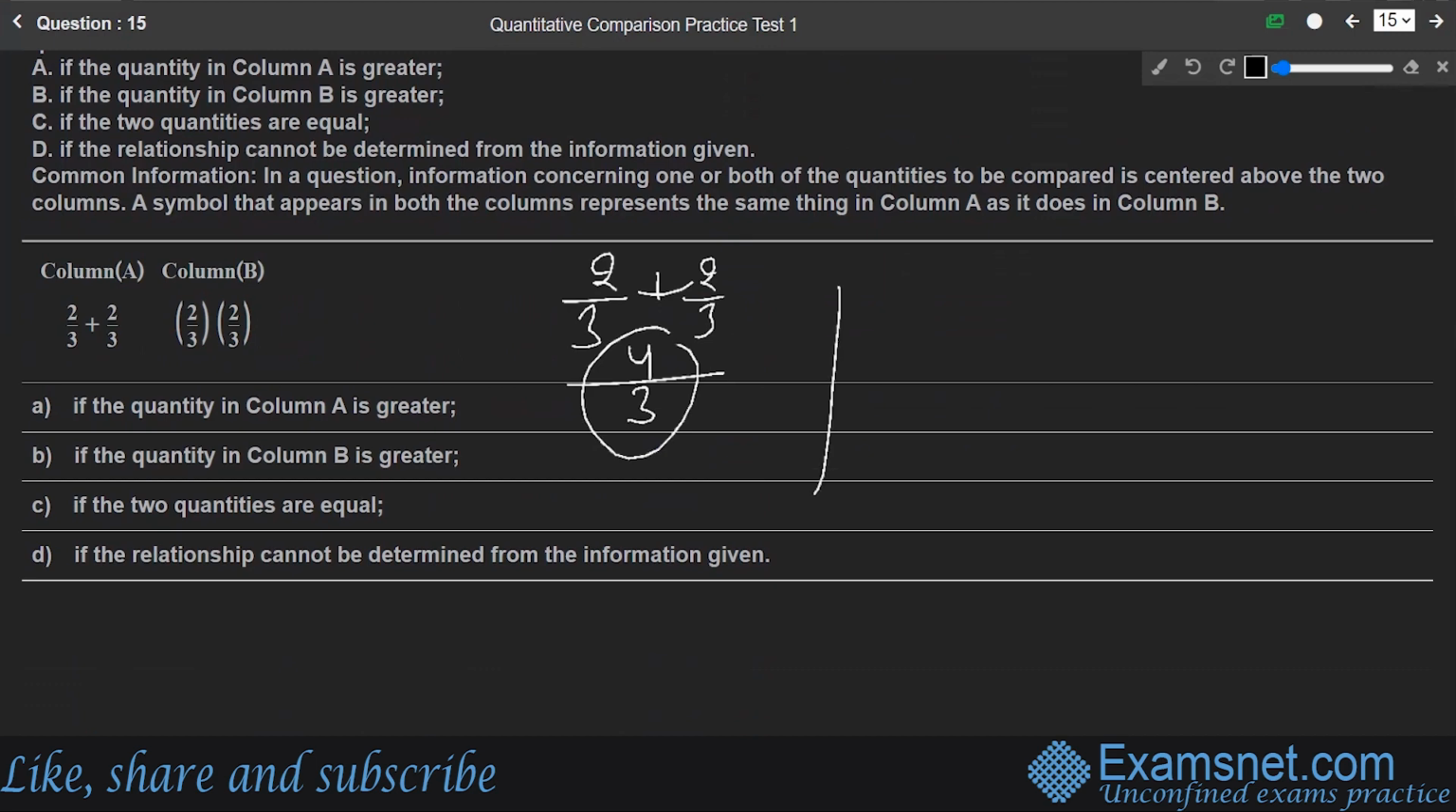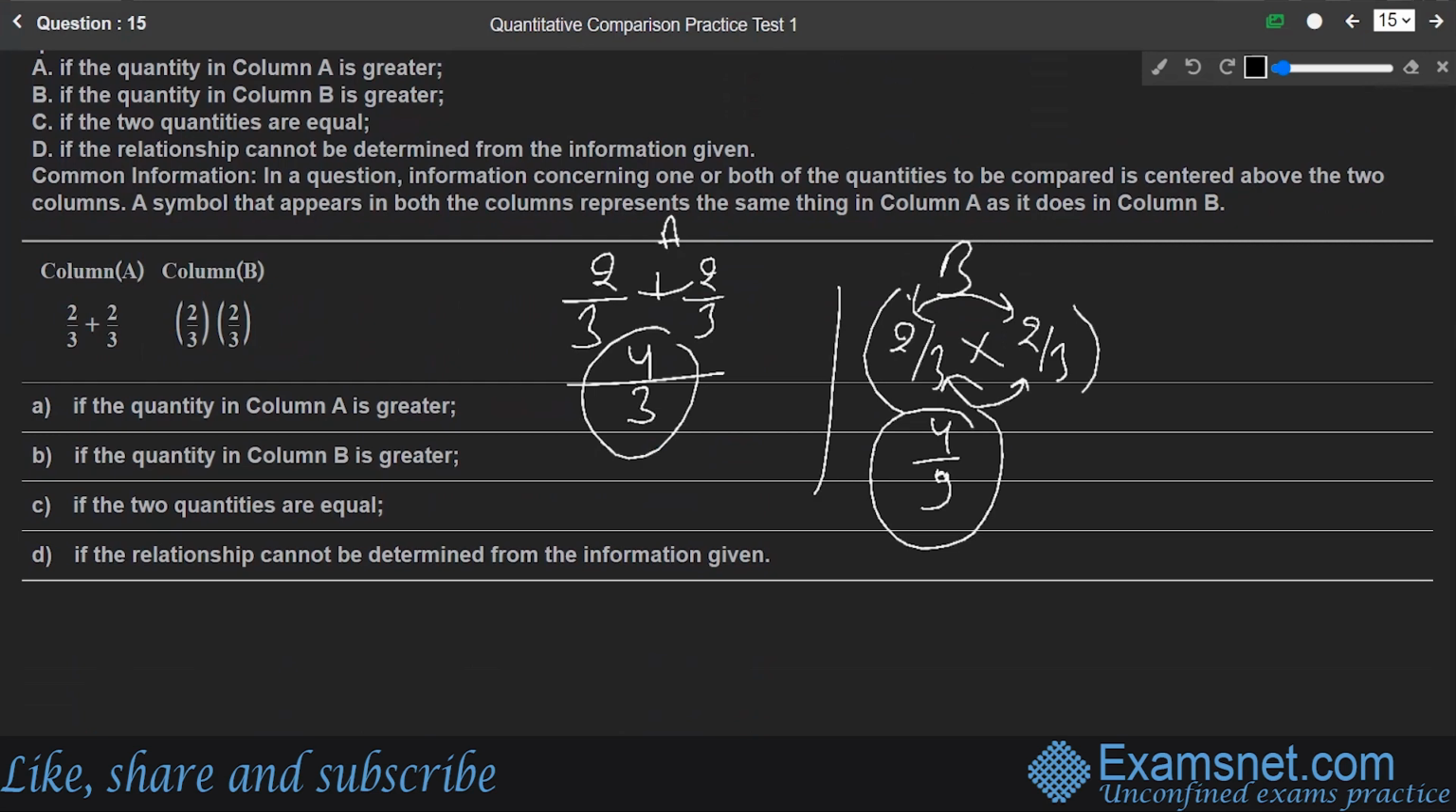Let us find out the value on the right hand side. That is column A. This was column B. Column A has given us expression 2 by 3 into 2 by 3. So if we multiply two fractions, the numerator and numerator gets multiplied, denominator and denominator gets multiplied. So it becomes 4 by 9. So if you compare both the informations, 4 by 3, 4 by 9, which is bigger?